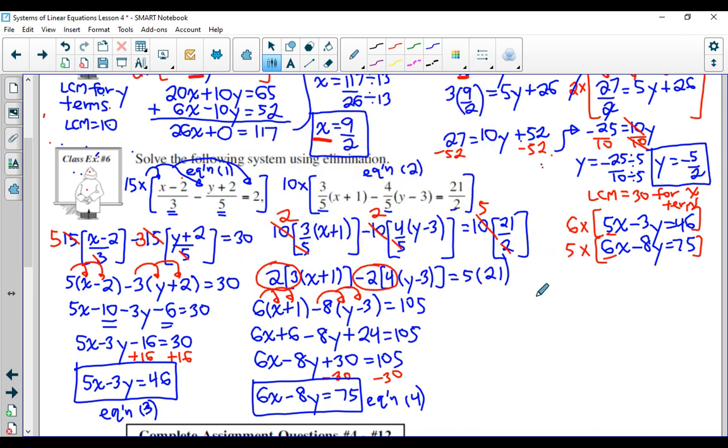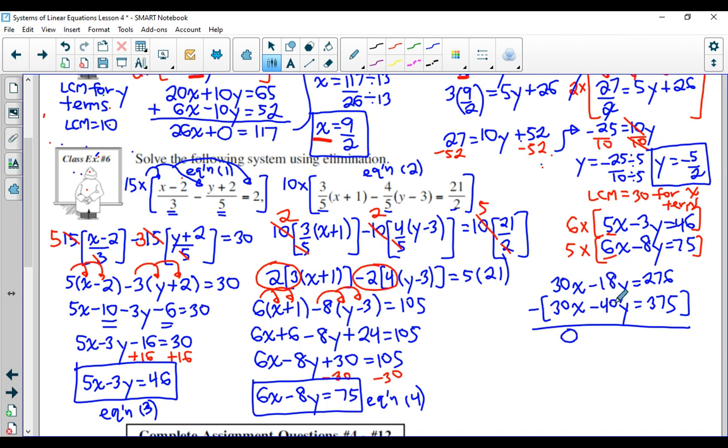Okay, so this would turn the first equation into 30x minus 18y is equal to 276. And the second equation would be 30x minus 40y would be 375. Now we want to eliminate x, so I'm going to subtract. Okay, so subtracting 30x would give you 0 here.